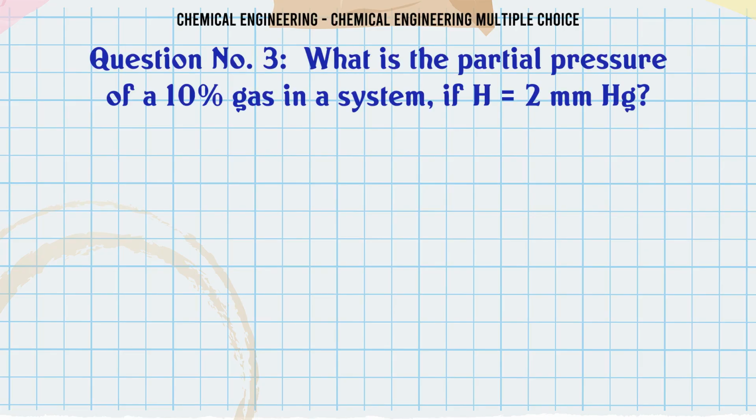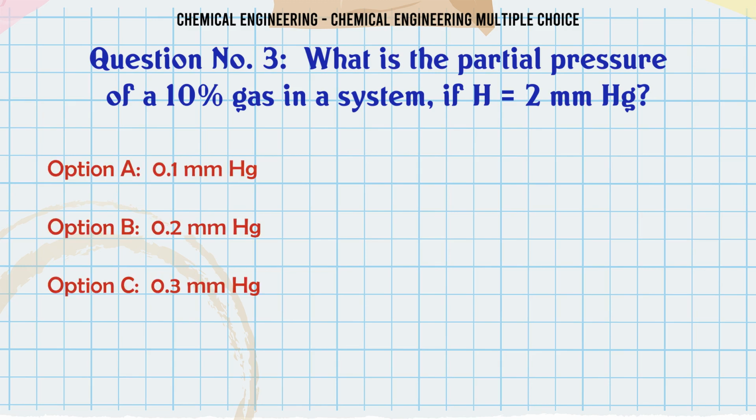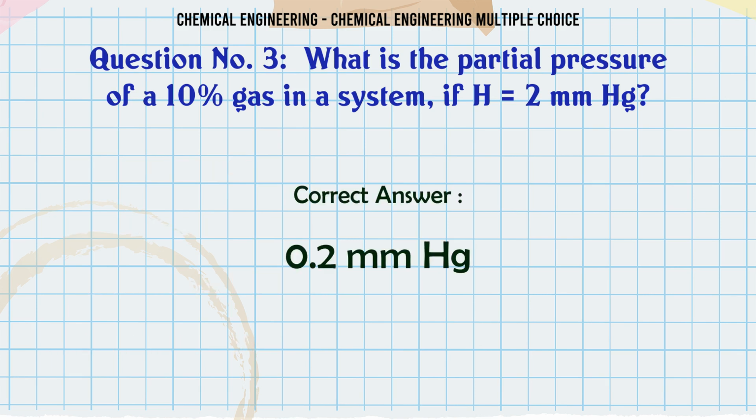What is the partial pressure of a 10 gas in a system if H 2 mm Hg? A 0.1 mm Hg, B 0.2 mm Hg, C 0.3 mm Hg, D 0.4 mm Hg. The correct answer is 0.2 mm Hg.